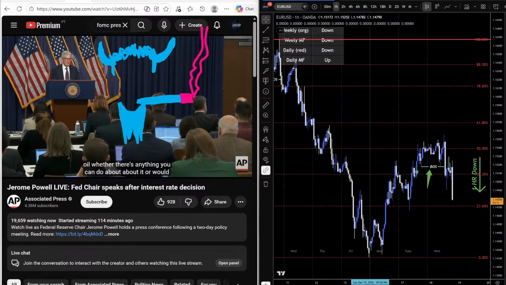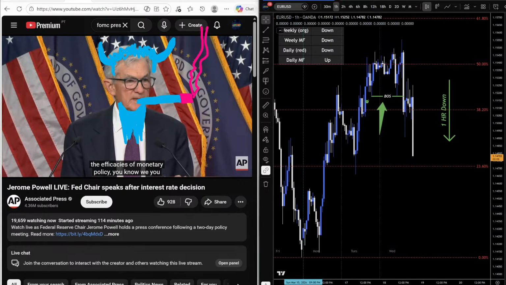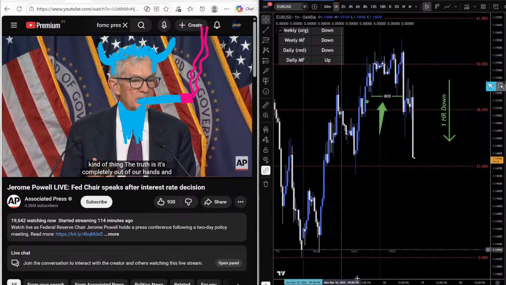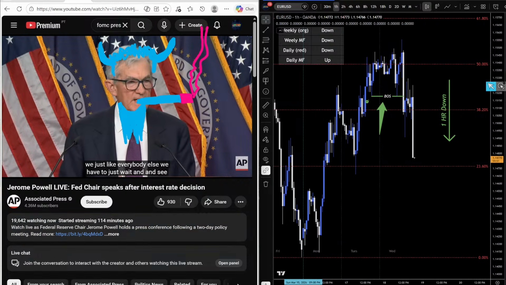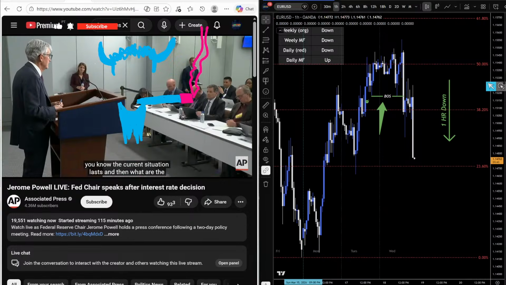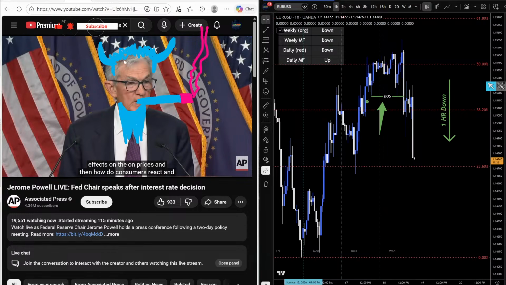You can worry about other commodities. You can worry about all of the ways that oil-related commodities go into manufacturing and that kind of thing. The truth is it's completely out of our hands, and we, like everybody else, have to just wait and see what happens. It'll come down to how long the current situation lasts, and then what are the effects on prices, and then how do consumers react and that kind of thing. Really, I wouldn't speculate in any way, and there's really not a lot we can do other than watch and see.